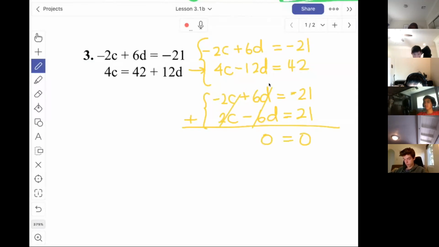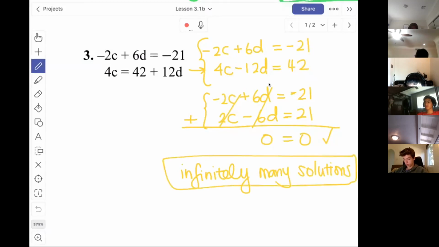Ooh, okay. So a lot of times students will say all real numbers. That's actually not true. Or they'll say undefined. That's not true either. Basically, if this is a true statement, that means you're going to have infinitely many solutions. All right, infinitely many solutions. If you guys write all real numbers, that's actually incorrect. You're not going to get the right answer.